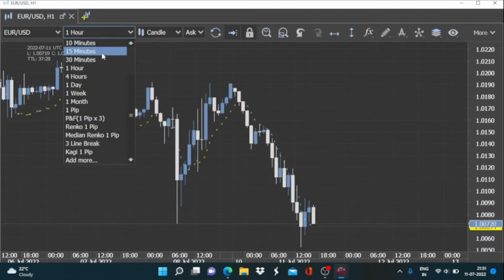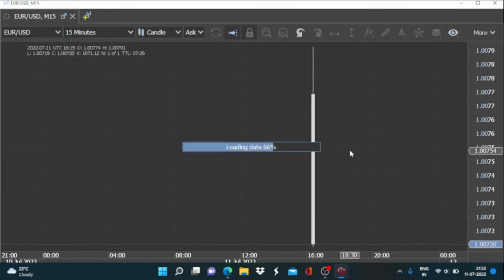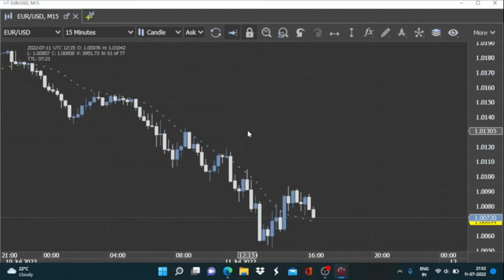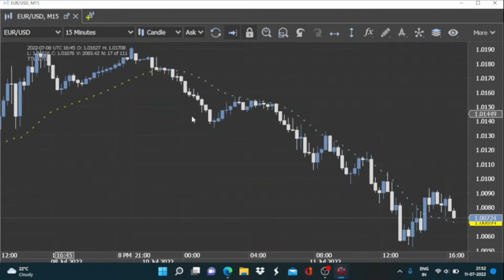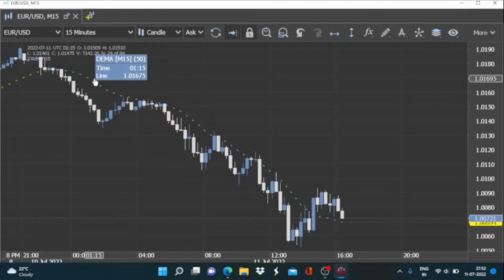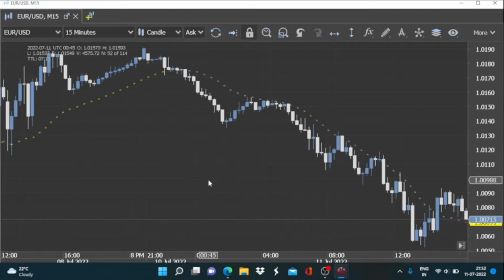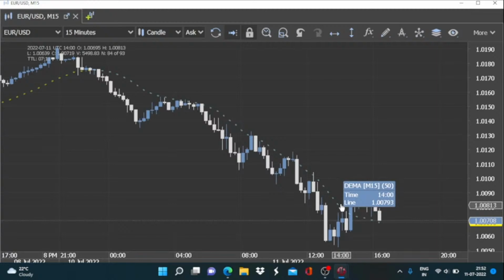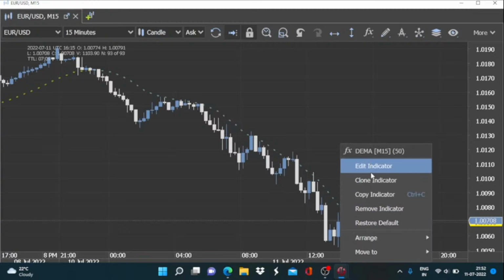Now if I make it 15, you can observe that the plotting is quite smooth and it follows the 15-minute candle period formation quite closely with quite less lag. So that's how it works.